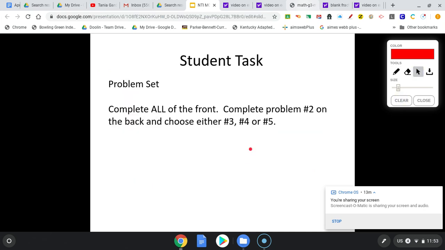So I want you to complete the problem set. You're going to complete all of the front, and then you're going to complete problem number 2 on the back and choose either 3, 4, or 5. You don't have to do all of those. Just do one of those.